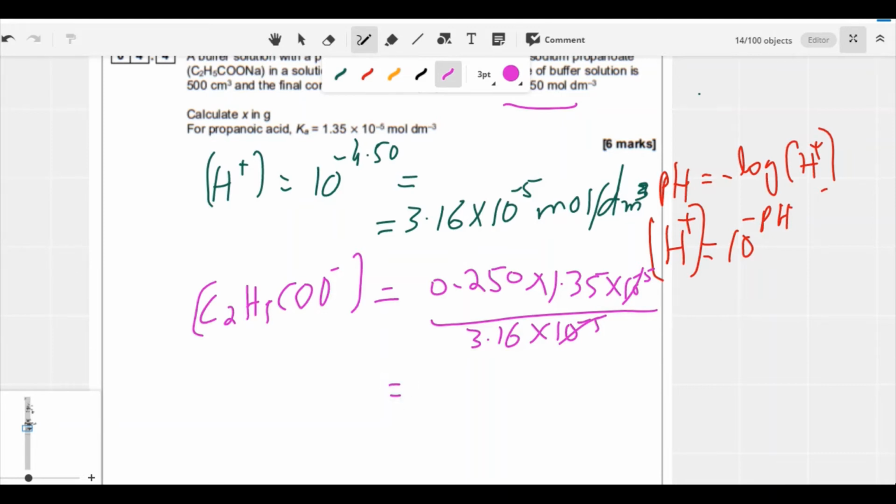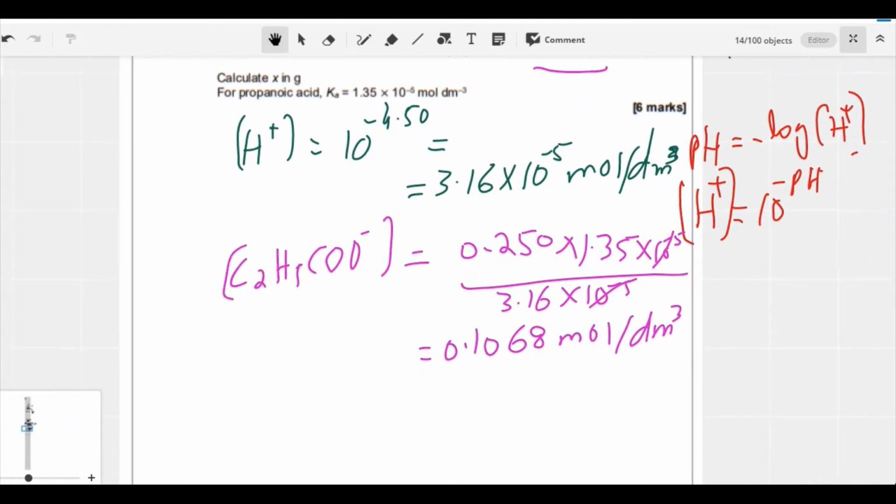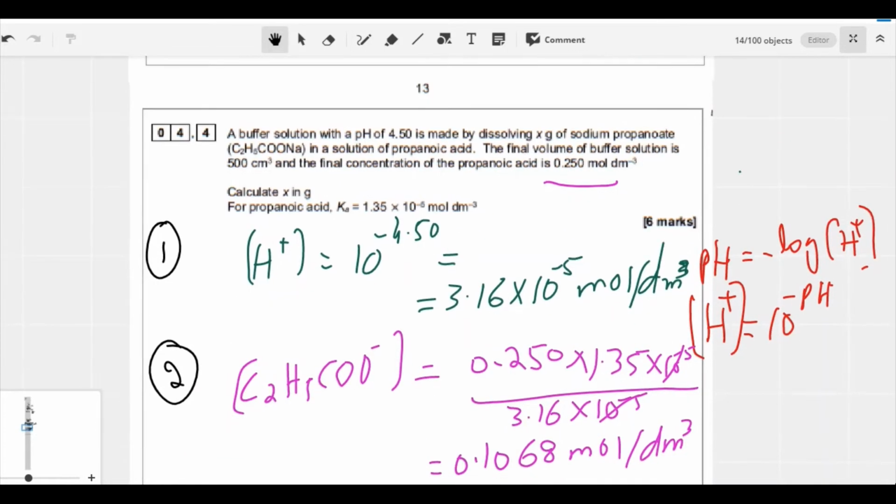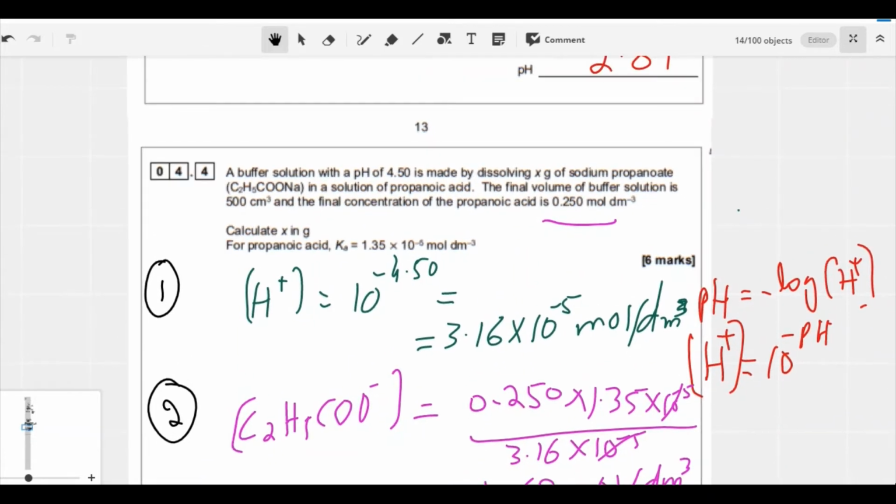So then the answer will be 0.1068 mole per dm cube. That is your second step. Here I am going to indicate it, that is the first step, that is the second step. Now the third step, you need to find the x grams of sodium propanoate.